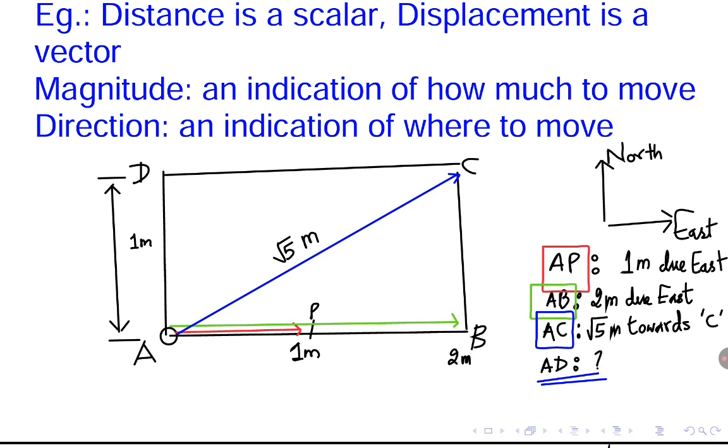Similarly, if I consider only the movement in the north direction and I tell you to move 1 meter, you will reach point D along a straight line. But how do you reach point C? I said move under root 5 meters towards point C. But the line AC is neither along the north direction nor along the east direction. So how do we specify this movement from point A to point C using the concept of two-dimensional vectors?